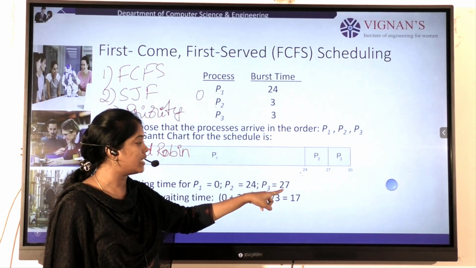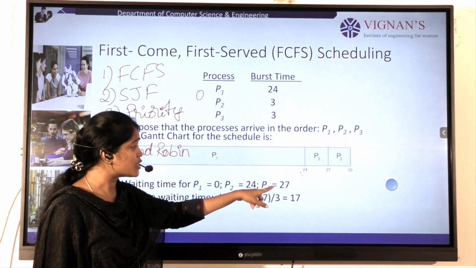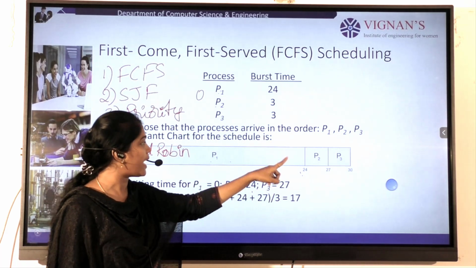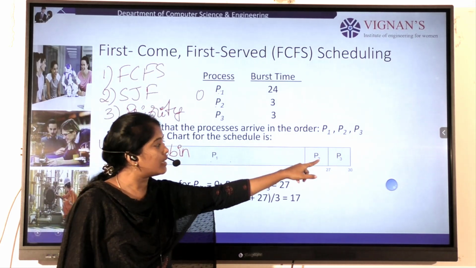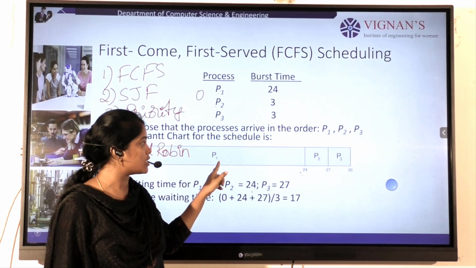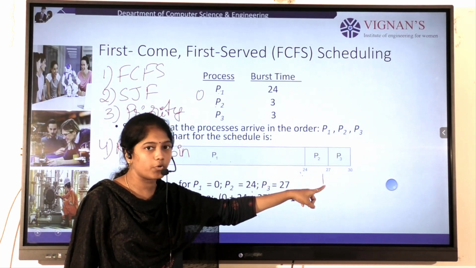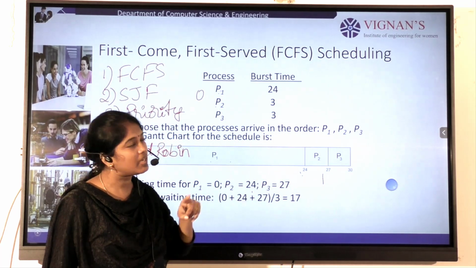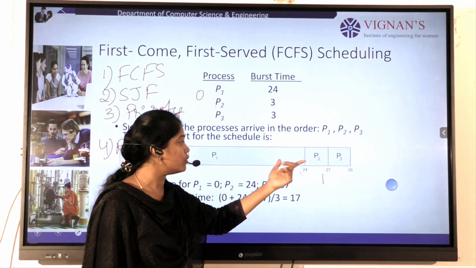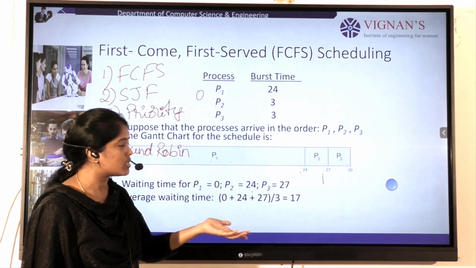Next, process P3 has to wait until process P1 as well as process P2 completes its execution. So the total execution time of processes P1 and P2 is 24 milliseconds. So process P3 has to wait 27 milliseconds to enter into the CPU or to be allotted to the CPU.